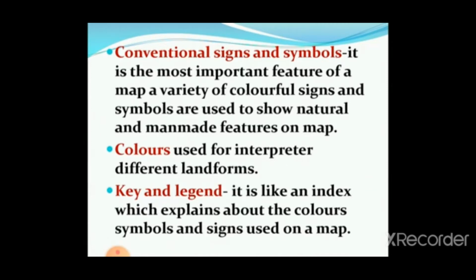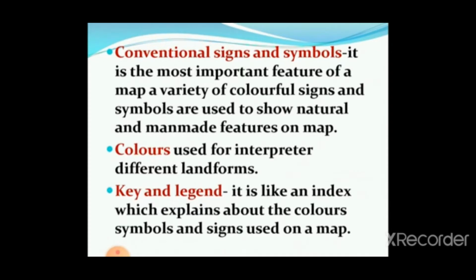And if some different colors are used by the cartographer, they give the specification on the side in the key and legend portion. Now the key and legend portion is an index, where the explanations of the colors, different signs and symbols used on the map will be specified. So these are the 6 important elements of a map.